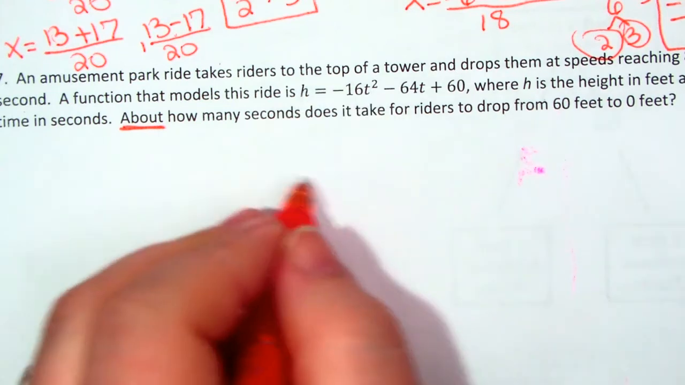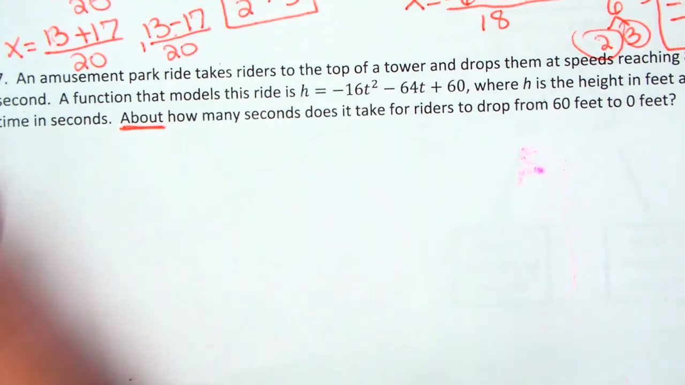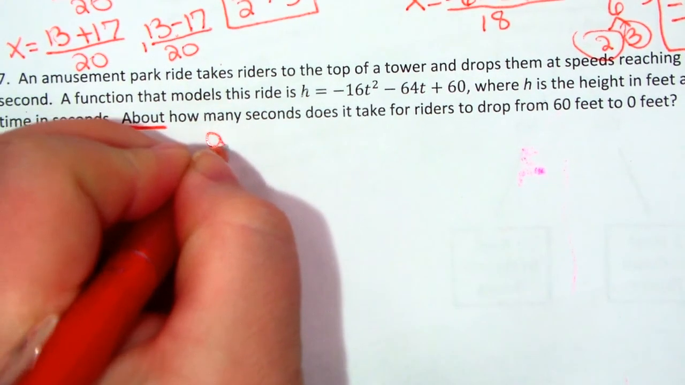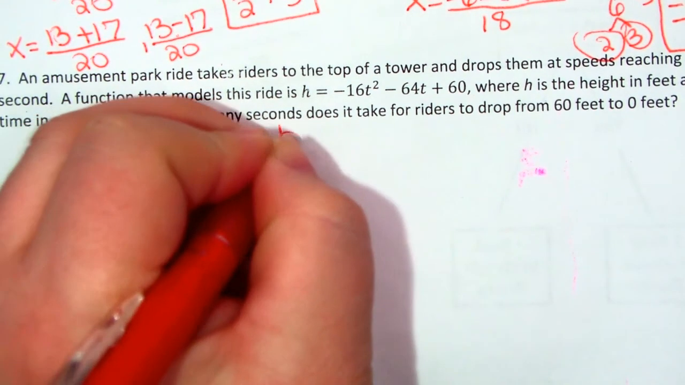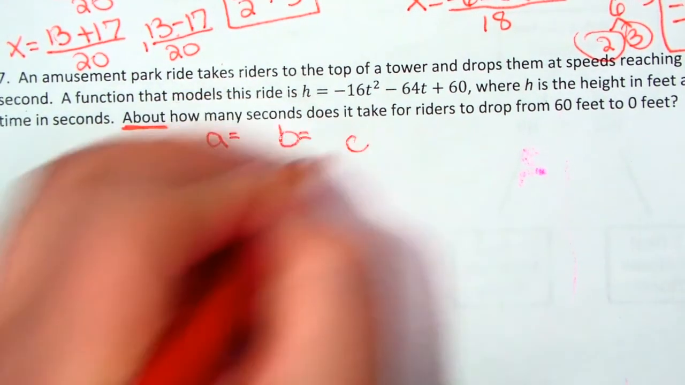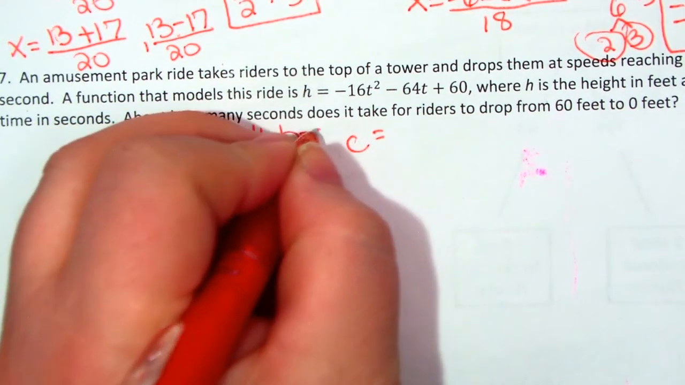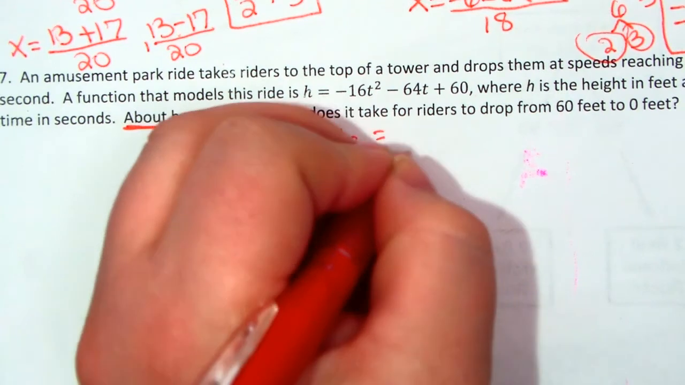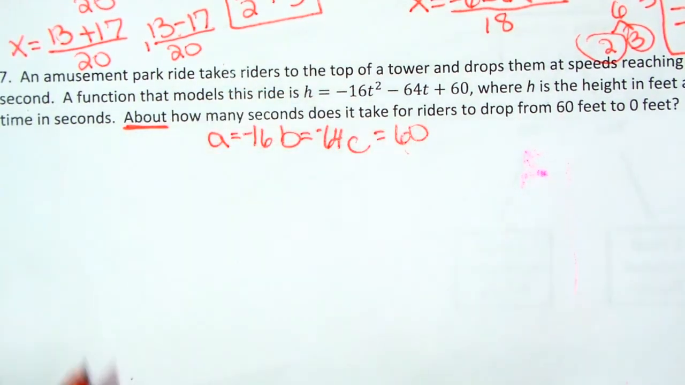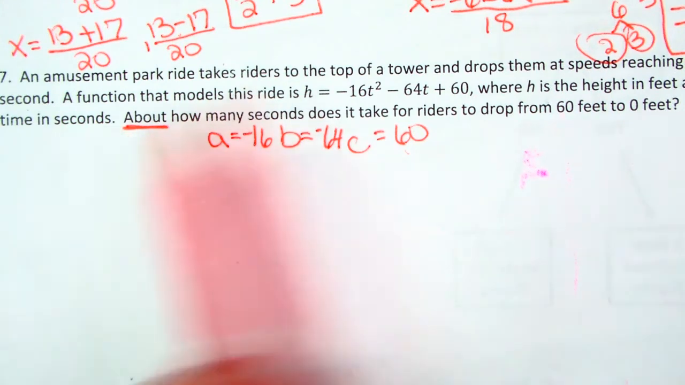So let's label A, B, and C. A, B, and C. -16, -64, and 60. And if we think about this for a second, the time that it takes for the riders to drop from 60 feet, the highest feet that it goes, to 0 feet.